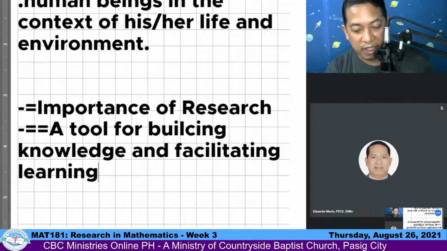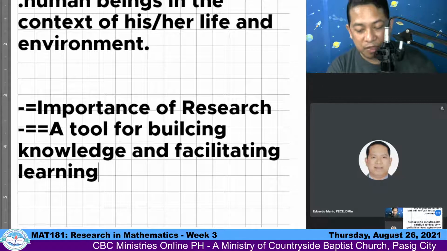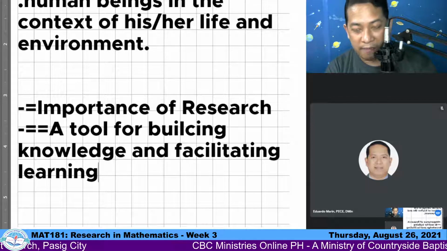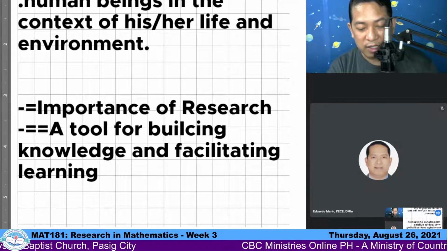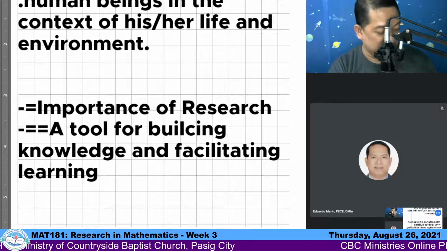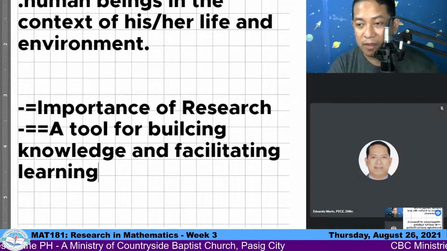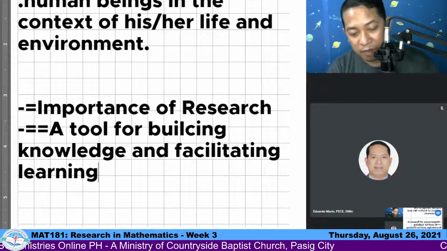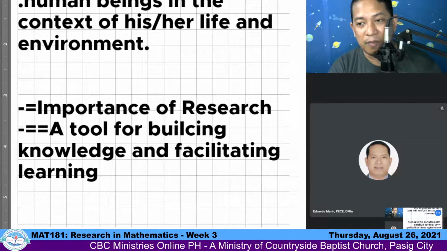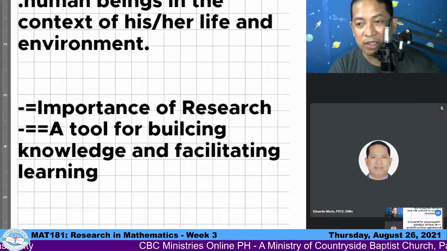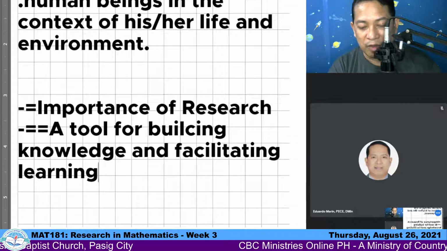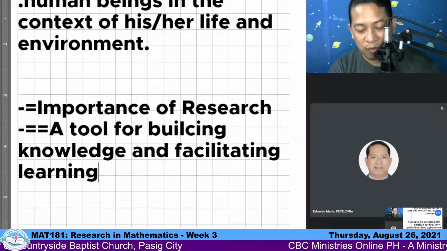To facilitate learning as far as the discipline is concerned, we need to have research. And the development of the discipline or knowledge is basically founded on research itself. Kung walang nag-research, halimbawa, nag-develop ng ibang mga tools, ibang mga new knowledge based on the existing one, we will be left with perhaps the mathematics of a century ago that we are still using.